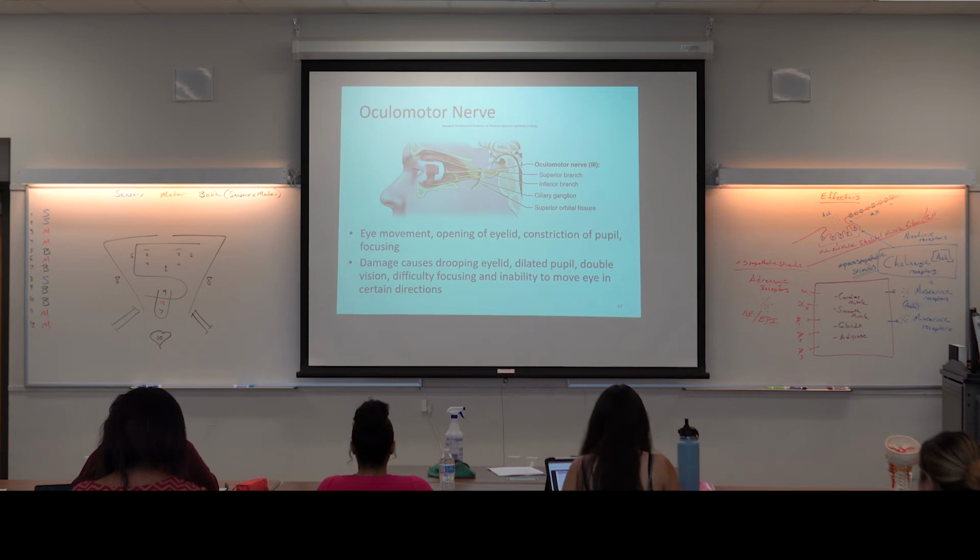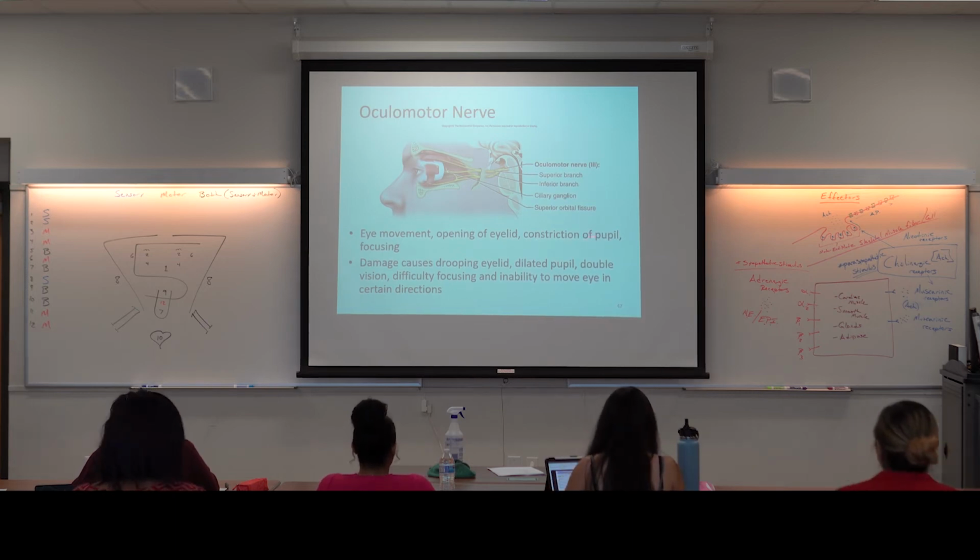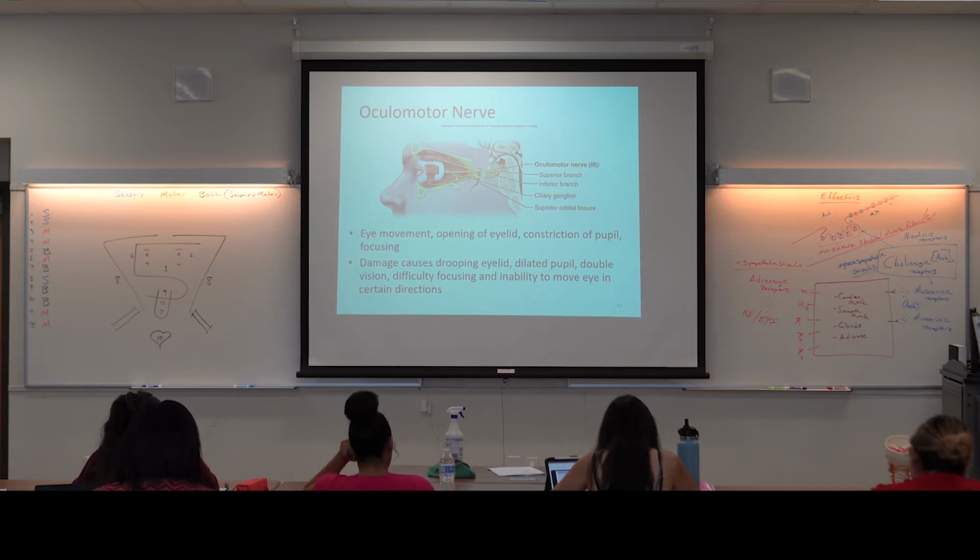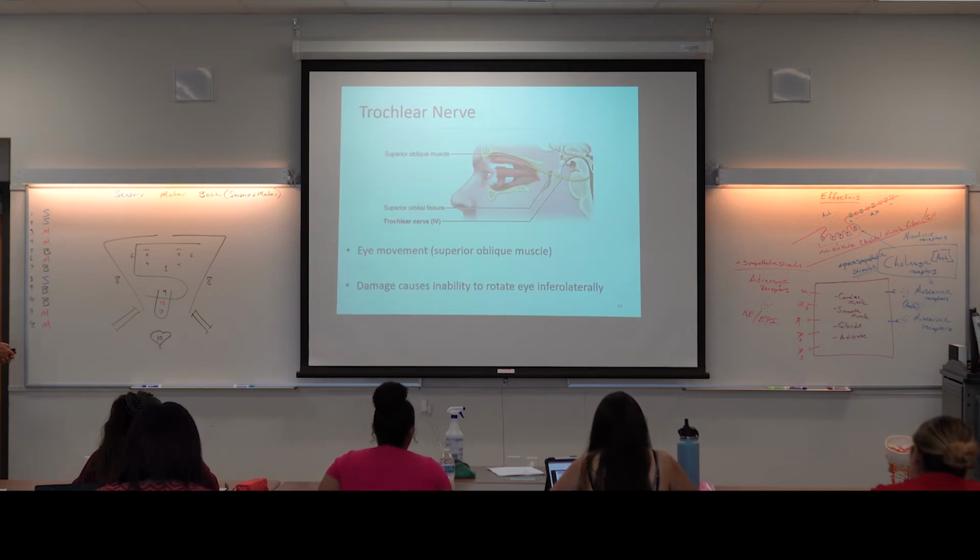Number 3, the oculomotor nerve, we said is the one that functions in constriction of the pupil. So allowing the pupil to dilate or constrict is controlled by that oculomotor nerve. The trochlear nerve, we said, was what allowed you to move the eye inferiorly. So it rotates the eye inferiorly and laterally.